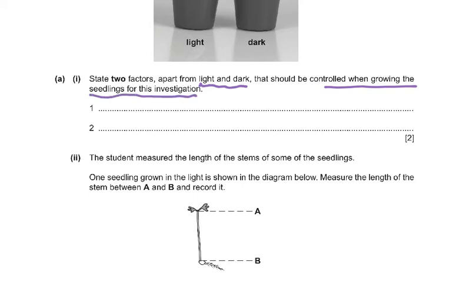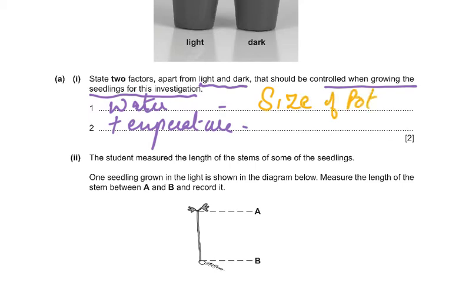Now, there are a lot of things which you can consider. You can consider, first of all, the water which you put in the soil, because this is a pot of plants, so it must have some soil. So you could have said water. You could have said temperature. If the temperature is kept the same, then of course the enzymes would work the same. So you could have said temperature, you could have said water. You could have said same size of the pot or same amount of the soil. So size of the pot should be the same.